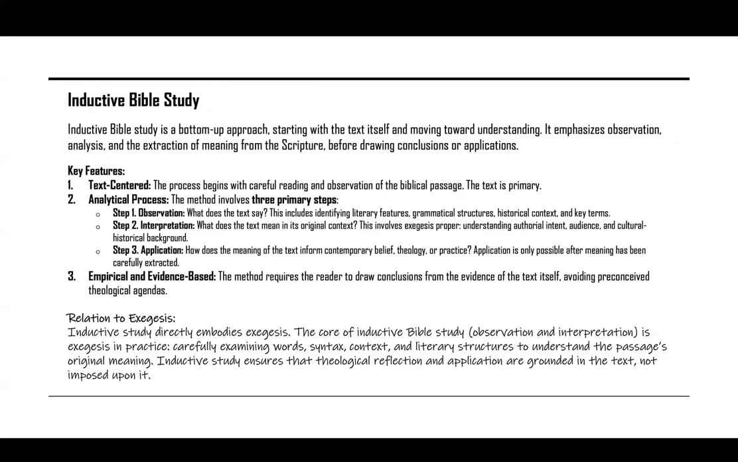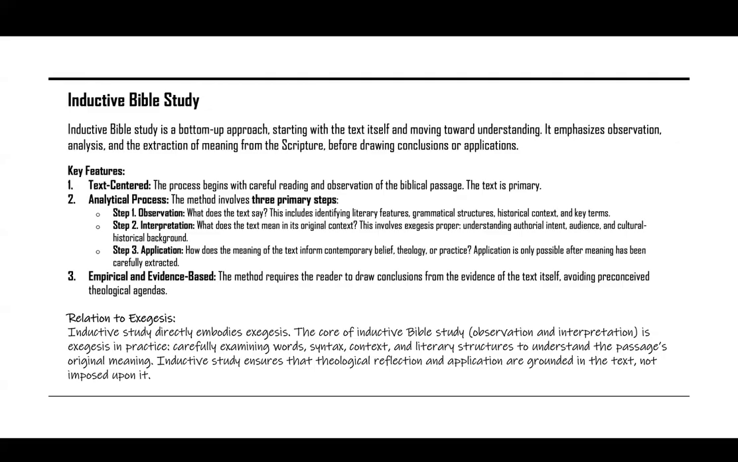The text is primary. Then the analytical process, which means the method involves three primary steps: observation, interpretation, and application. So you see it is kind of exegesis, but the first and second, and then the third we jump into hermeneutics, isn't it? So the first, it says observation: what does the text say?